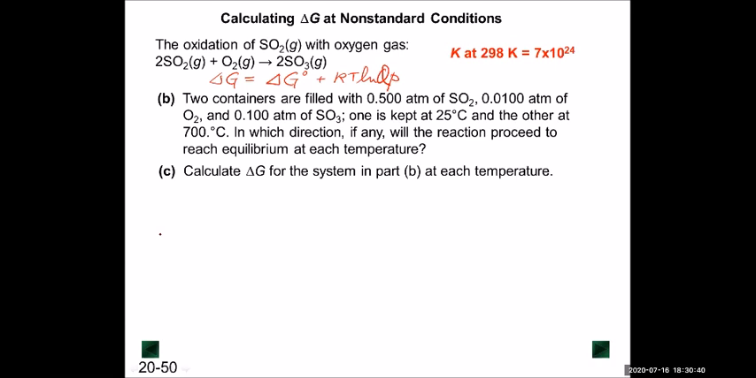And two containers. The two containers both have the same content: sulfur dioxide, oxygen gas, and sulfur trioxide. You have all three components in the equilibrium. The difference is one is 25 degrees, which is 298 Kelvin, and the other is 973 Kelvin, which is 700 degrees Celsius.